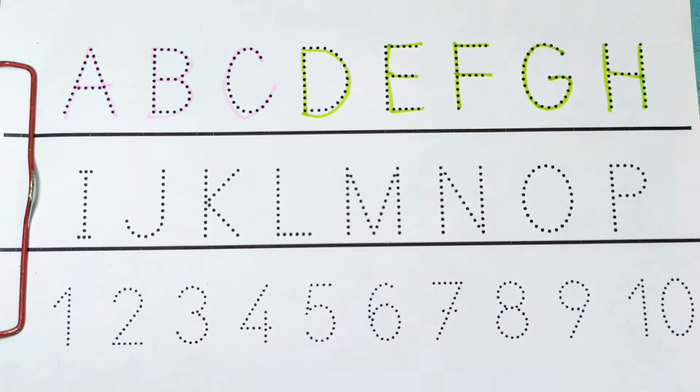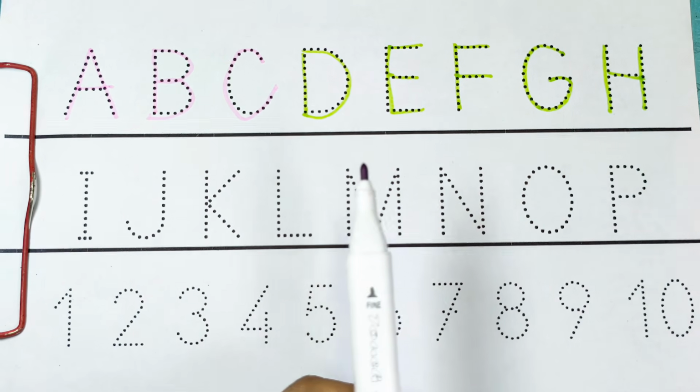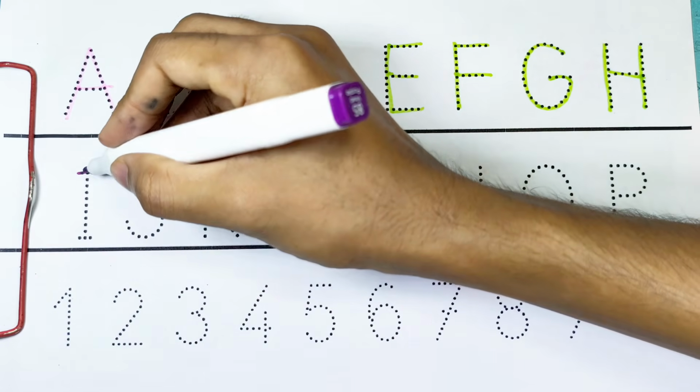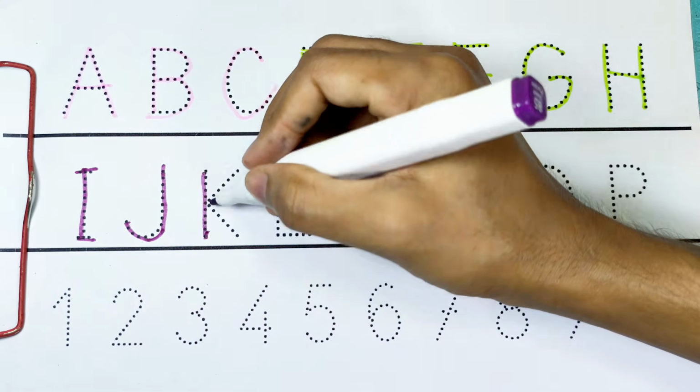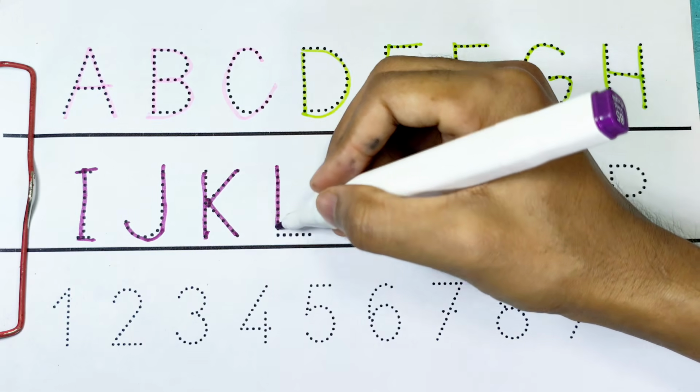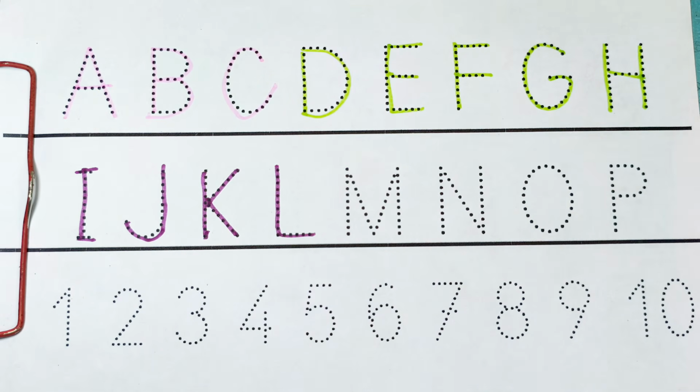H for hand. Vivid purple color. Now we're writing I. The alphabet of I. I for ice. I for ice cream. J, K for kite. L for lion. L for lemon. Now we're writing the alphabet of M.